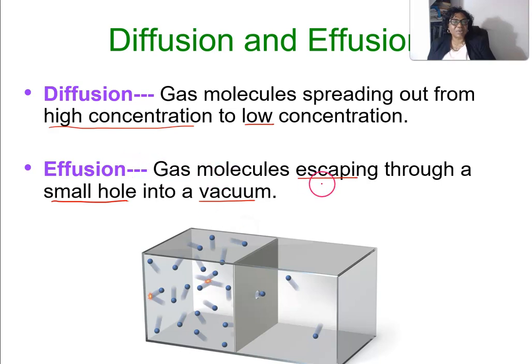The gas molecules escape through a small hole into a vacuum. Look at this hole. So the gas molecules are escaping through a small hole into a vacuum. This is a vacuum.